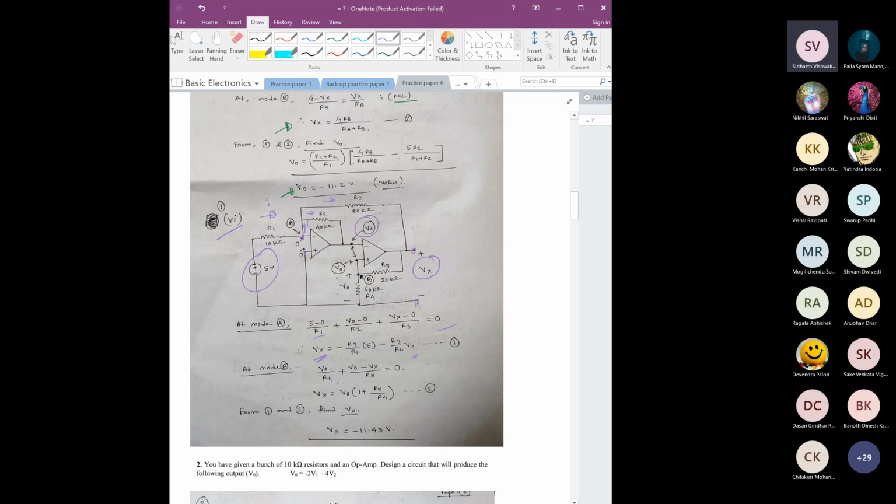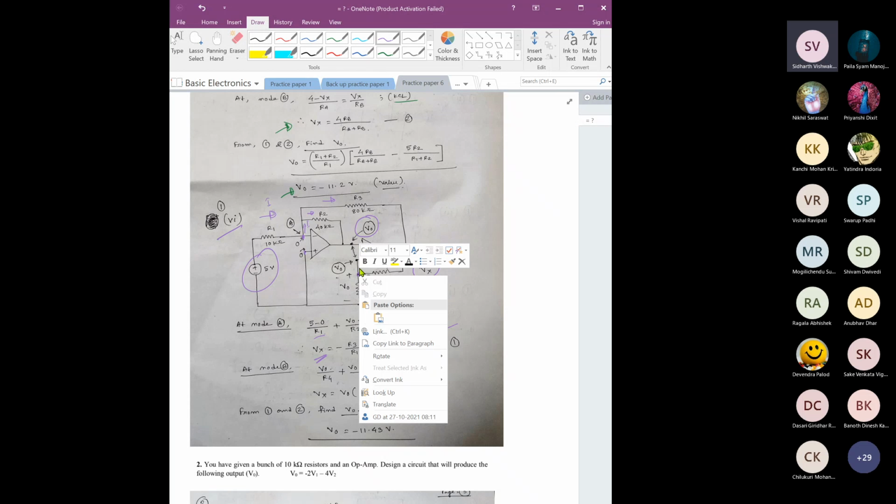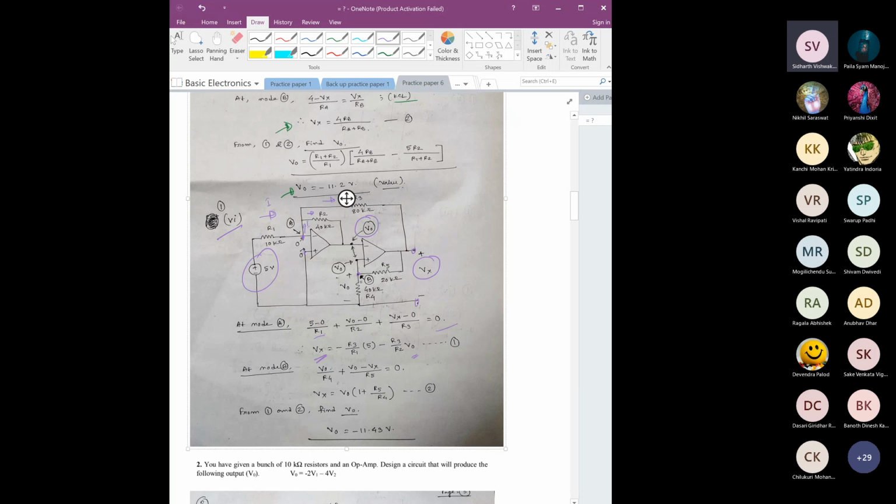Similarly, if we apply KCL at this node B, the process is almost the same. It is this V output by this R4. Okay, V output is okay. Now here the thing is that if this is V output, then due to virtual short, this will also be V output. So that way this is also V output.